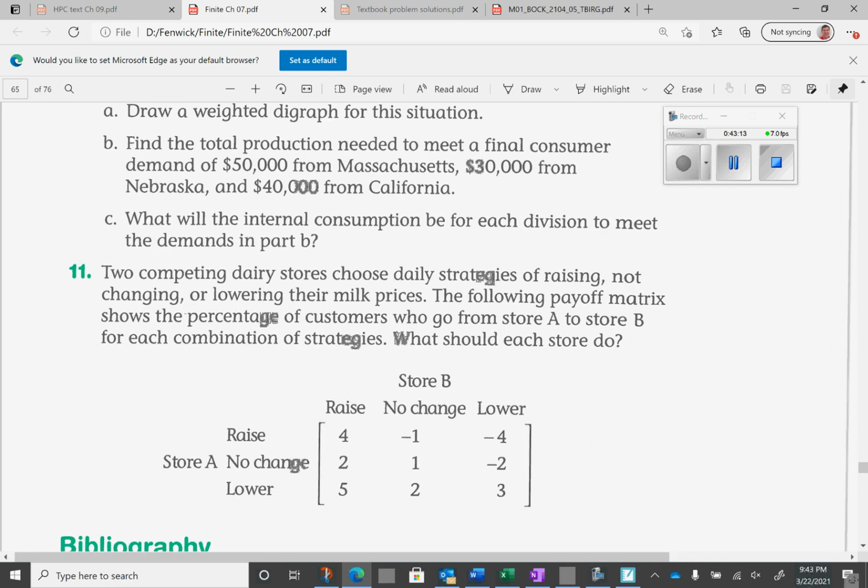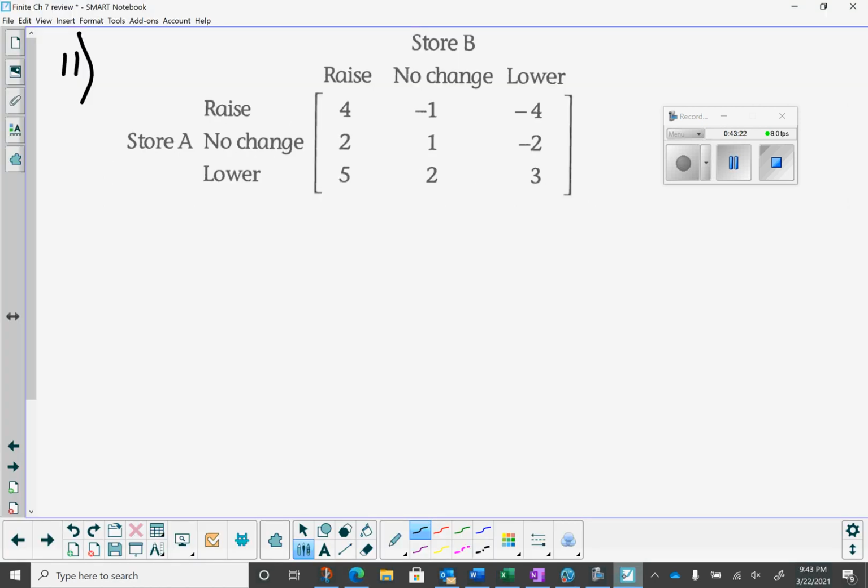Okay? Who go from store A to store B for each combination of strategies. I think we should just consider this to be the percentage change. If store A is written as the row player, both stores raise their prices. Evidently, people feel better about store A because, to me, again, the way that the numbers make sense is store A is going to gain 4% in the number of customers.